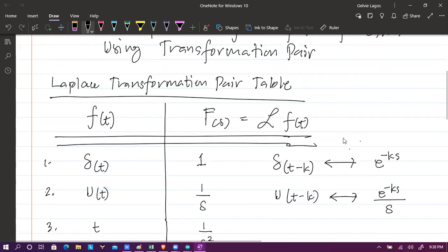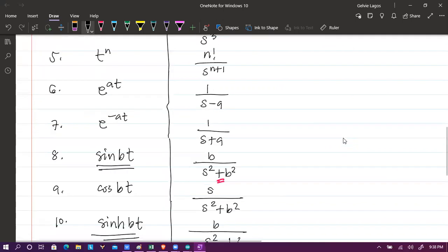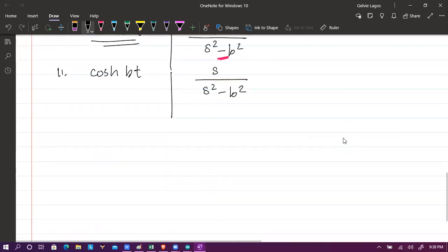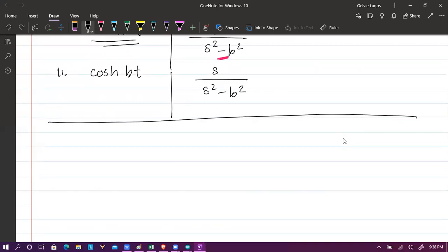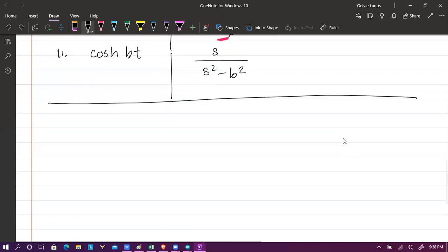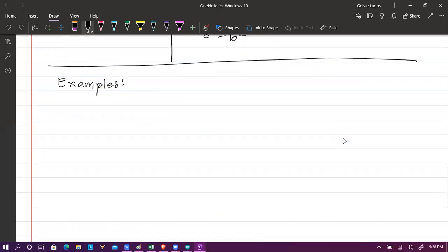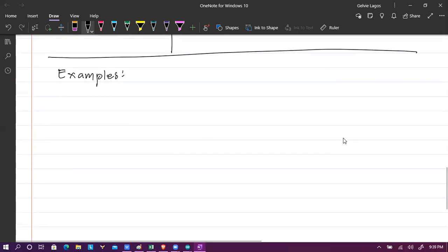Now we have discussed this yesterday. So for today, we will be solving problems related to this transformation pair. Now let's start with our first example problem. Start with example number 1. Let's label this as examples because today we will just be solving examples and we will use the tabular method to solve all of these problems.